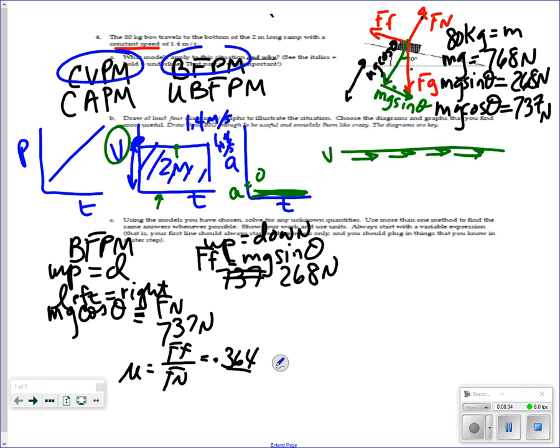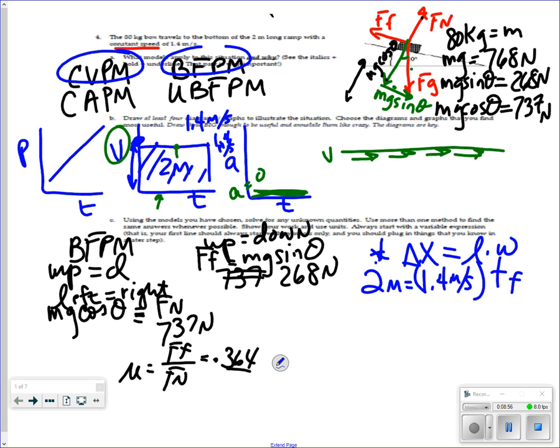The last thing I can figure out is the time it will take for the object to make it down. I'm going to do that work over here, where I have the most room. If I want to know how far I'm going, this is a rectangle, so length times width. So 2 meters equals 1.4 meters per second times time final. My time final is 1.43 seconds. That is pretty much everything I can figure out about that first question, and I'm ready to move on.